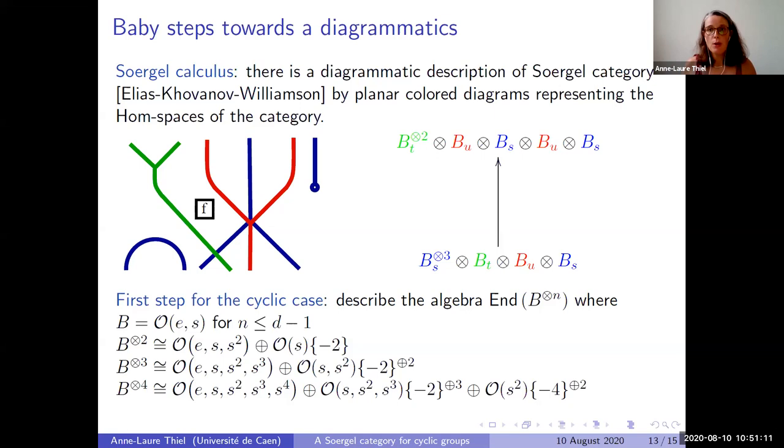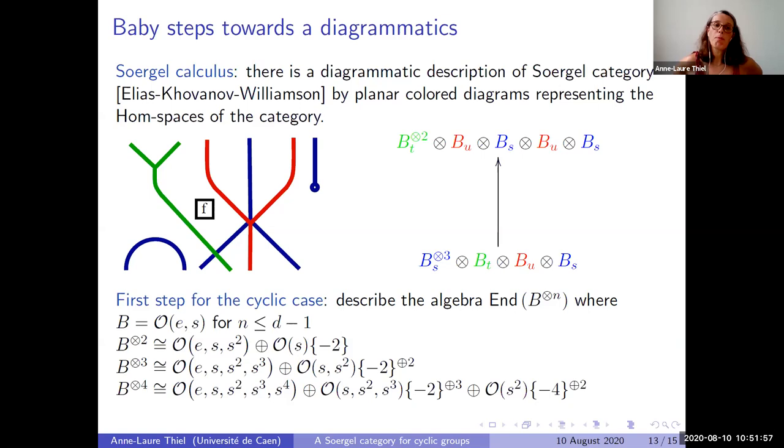So it's really work in progress. And what I present here is the very first step of what we can say. Namely, we want to describe the endomorphism algebra of a certain fixed tensor power of the generating bimodule B. I denoted B now, our O of ES, and not any tensor power. Now I will just consider tensor powers that are less than d minus one, okay? And this endomorphism algebra, I really look for now only at the degree zero endomorphisms of these tensor powers.